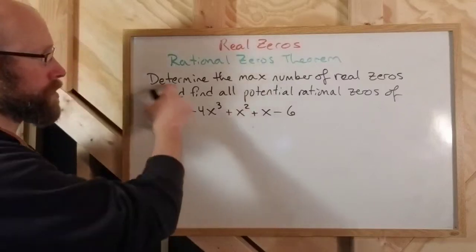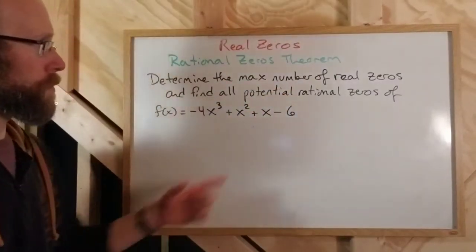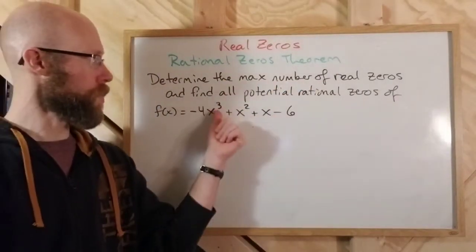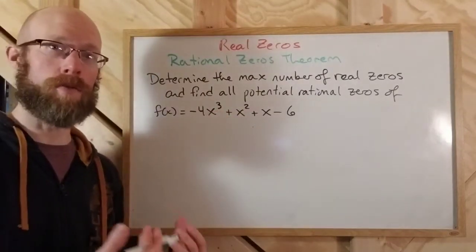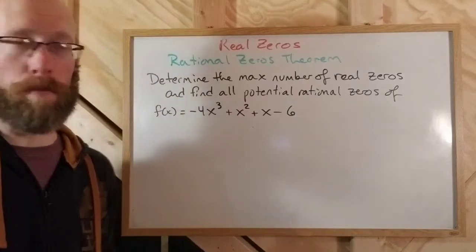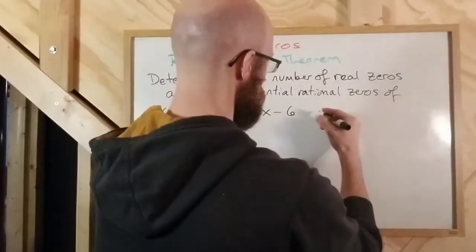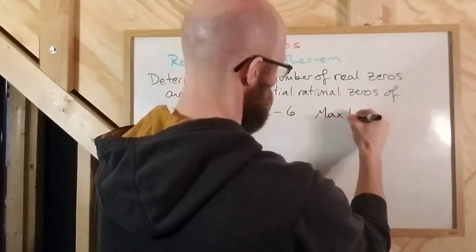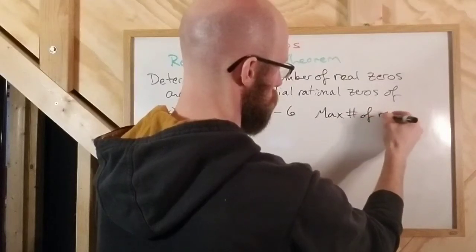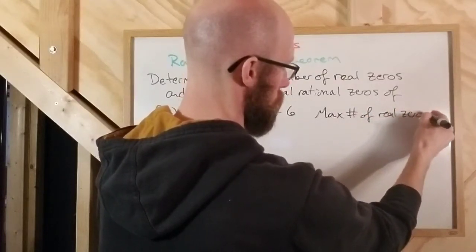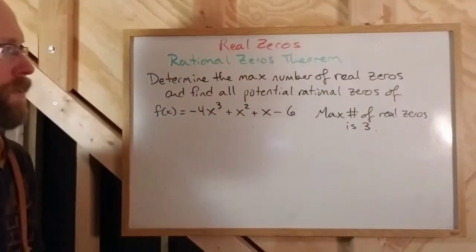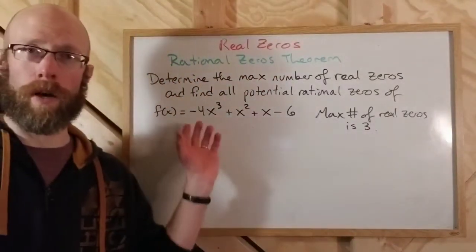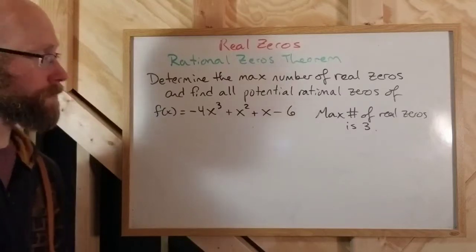So the first thing it says, determine the max number of real zeros. Well, remember, the maximum number of real zeros will always be the degree of the polynomial. You can never have more zeros than you have degree of the polynomial. So the max number of real zeros is 3 for this particular polynomial, because that's the degree.